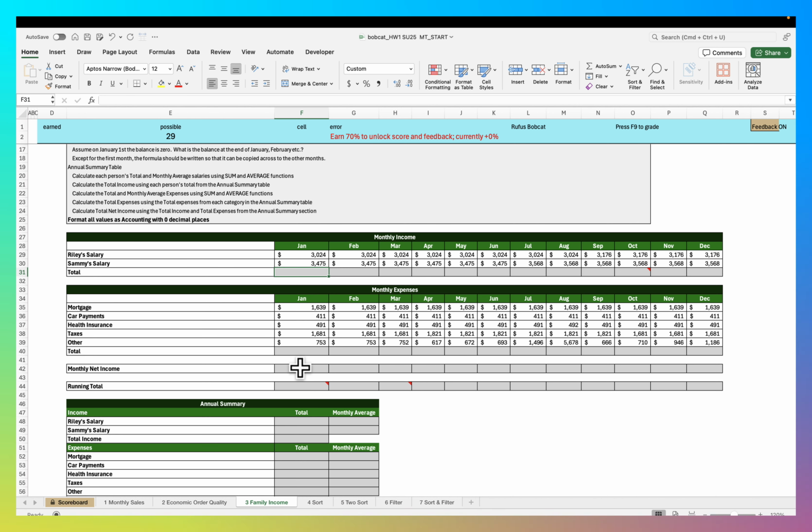Then the monthly net. Net is always calculated by income minus expenses, so you take this total minus that total, and that'll give you your net right here. That's not the hard part. The hard part is running total.